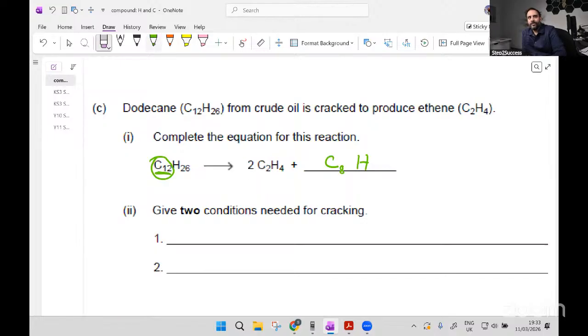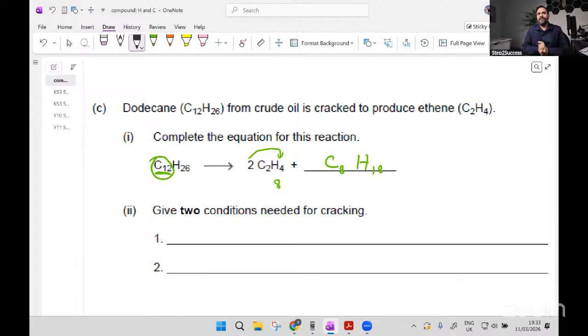This big 2 also doubles these 4 H's, so there's 8 H's. How many do we need? 26. So 26 take away 8 is 18. So we must have 18 of those there. Difficult question, though, so don't worry.